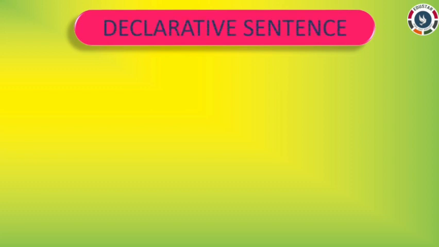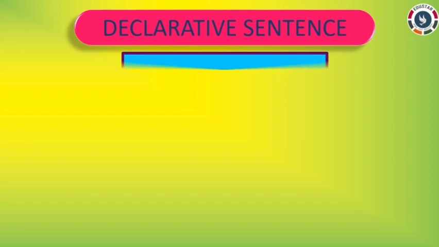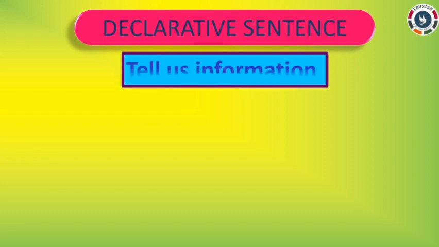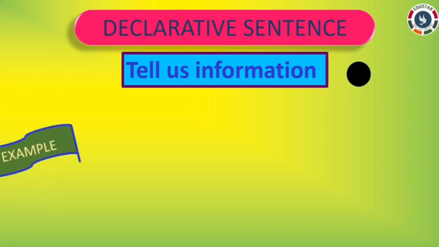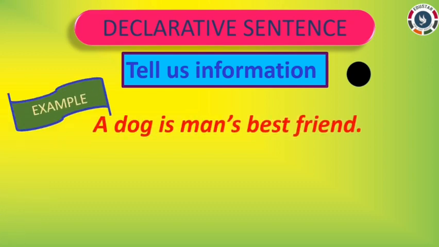Let us understand each of them. First, declarative sentences. Declarative sentences tell us information about anything and they end with a period or, as you say, full stop. For example, "A dog is man's best friend." Here, we are telling an information based on experiences that the dog is always a best friend of man.